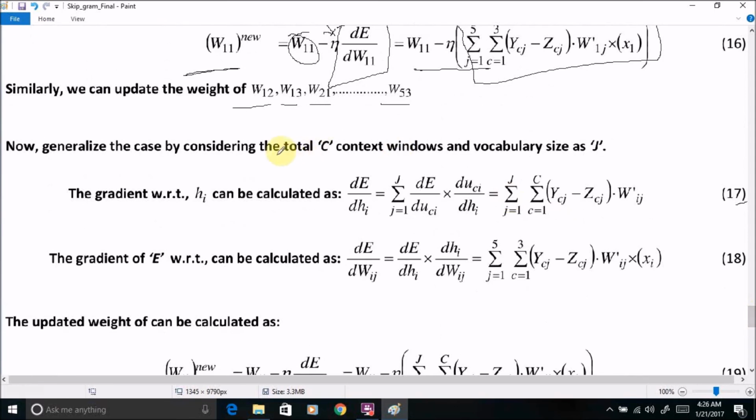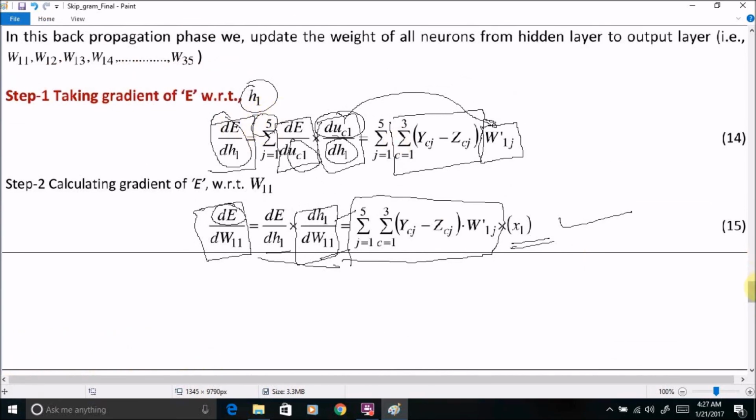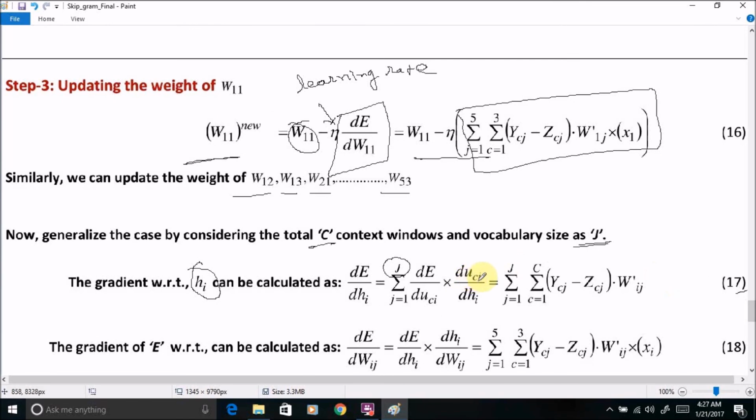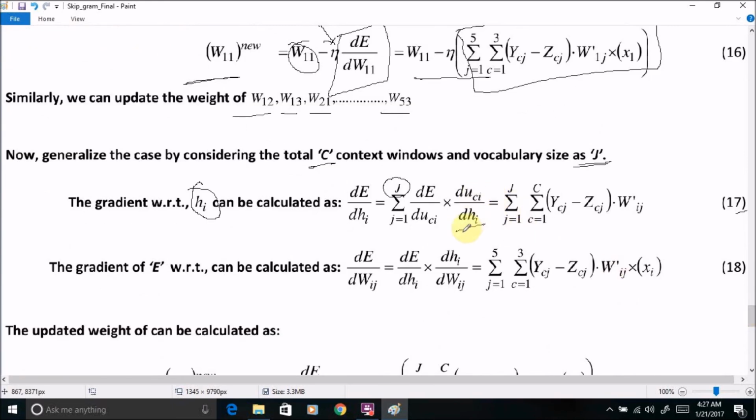Now we can generalize the weight calculation as we did earlier by considering a total of C context window and vocabulary size as J. The gradient with respect to Hi can be calculated as the summation of j equal to 1 to capital J. So here the only difference is that instead of j equal to 5, we have taken J, and Ucj. So our calculation result will be this. So these are just simple derivations and can be calculated like this.